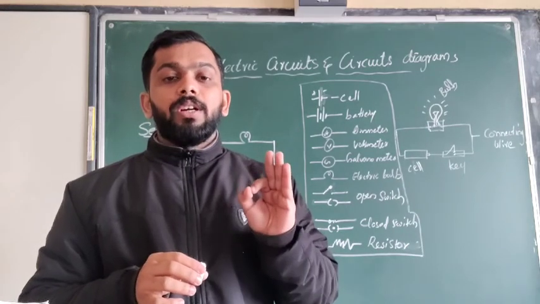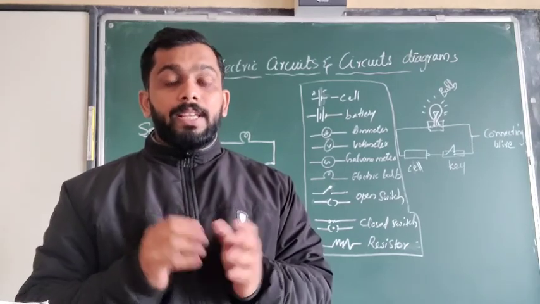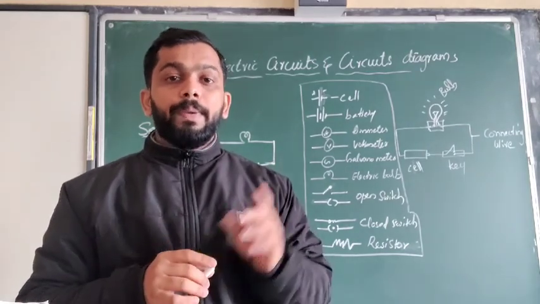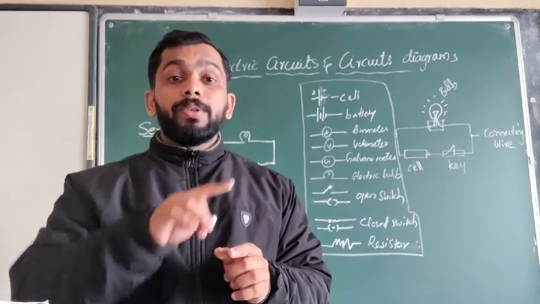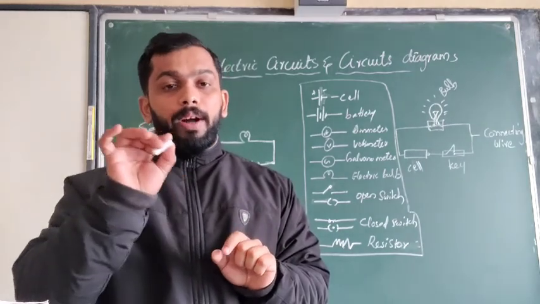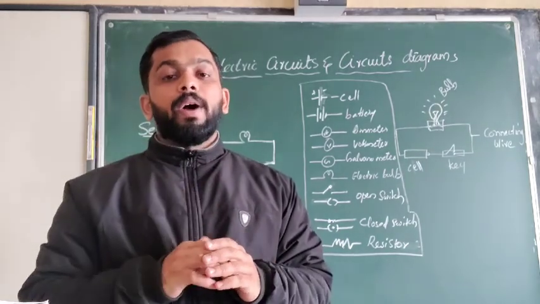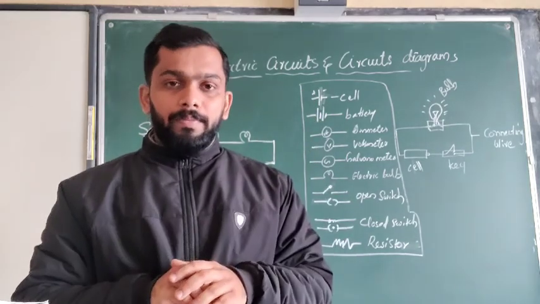The basic requirement for the flow of current is that there should be a potential difference, with a negative and a positive terminal, and it should be a closed circuit. That means there should not be any break or broken piece in the conducting wire between the positive and negative terminals.